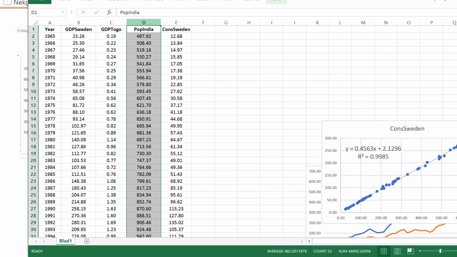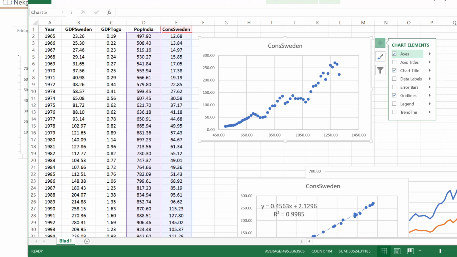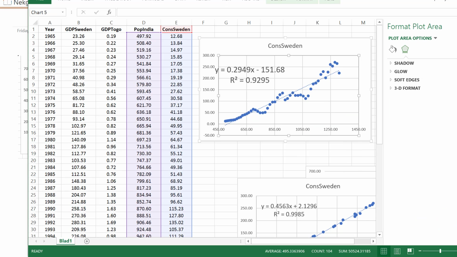So here I've added the population of India in millions. Let's do the same thing and see if we can explain Swedish consumption by the population of India. Here I have on the x-axis the population of India, and on the y-axis Swedish consumption. Let's again add a trend line, and we find the same disturbing result. Swedish consumption is 93% explained by the population of India.